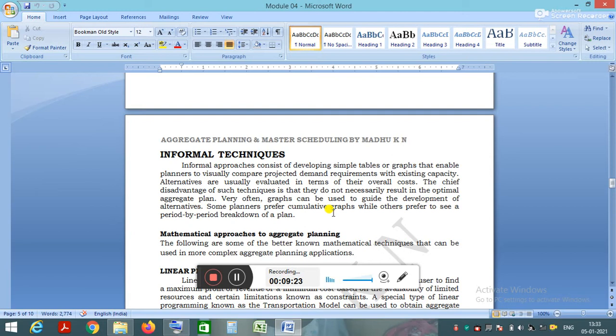I already said the different strategies are followed in the informal techniques. Based on different strategies, we will get different demand requirements and different capacities, and based on this, some tables and graphs are developed, and these alternatives are evaluated in terms of cost.